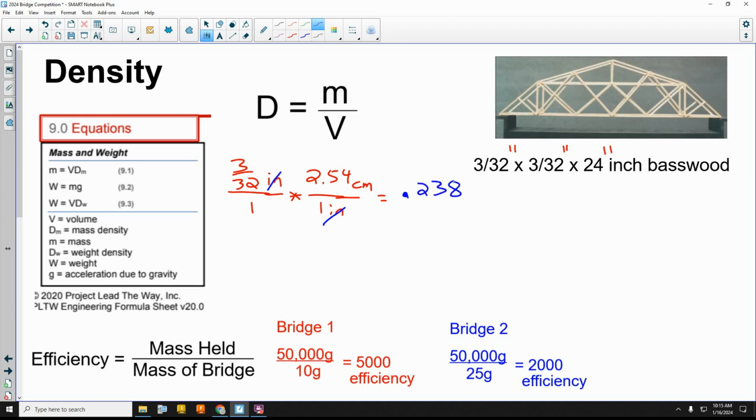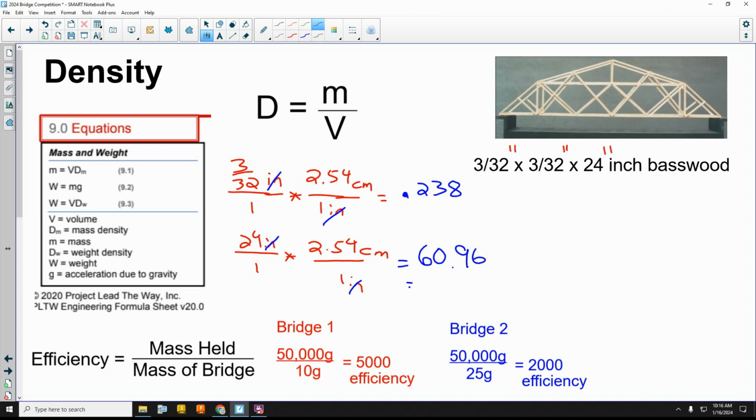Okay. So then the other dimension we need to switch is the 24 inches. So 24 inches over 1 times 2.54 centimeters over 1 inch. Again, dimensional analysis lets you know that you are doing the conversion in the right order. Let's go ahead and calculate that one, 24 inches to centimeters. 60.96.